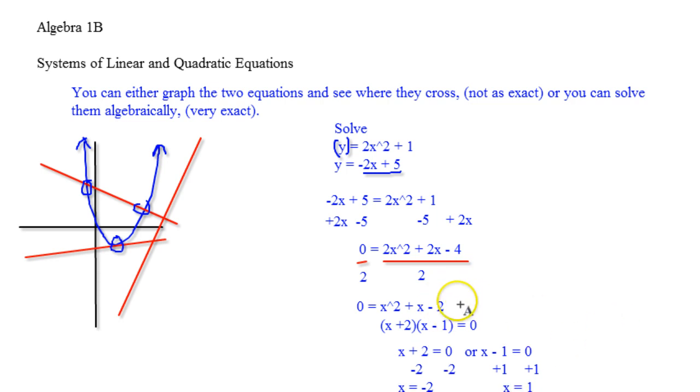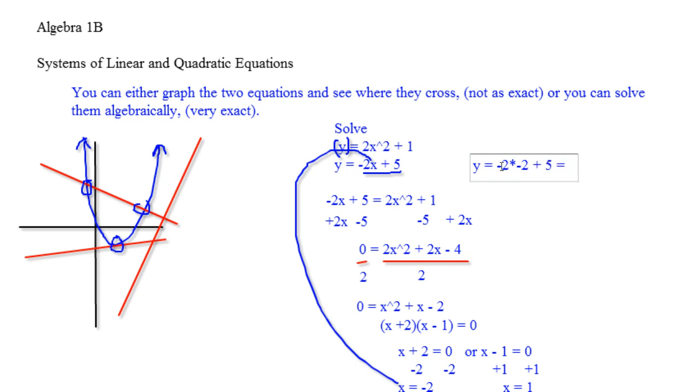Now I get 2 x's, so that means I need to find 2 y's. The first one, and this is the cool part about this, I'm going to plug it into here, and I'm going to use the bottom one just because it's easier. So y equals negative 2 times negative 2 plus 5, which turns into 4 plus 5, which is just 9. So my first point of crossing, or my first coordinate set that I'm going to use as my answer, is negative 2 comma 9.